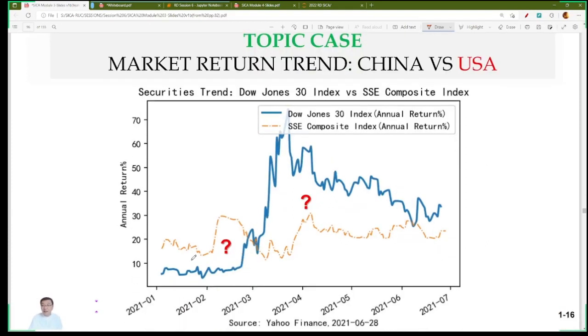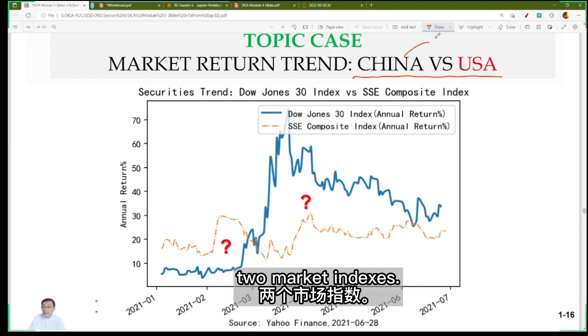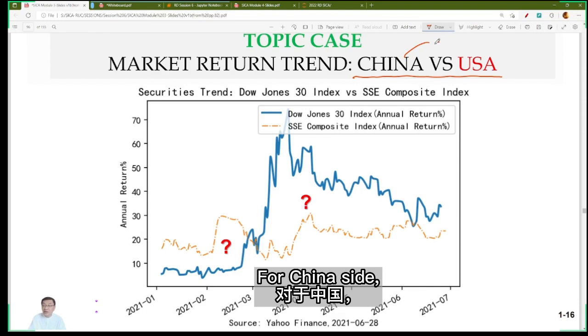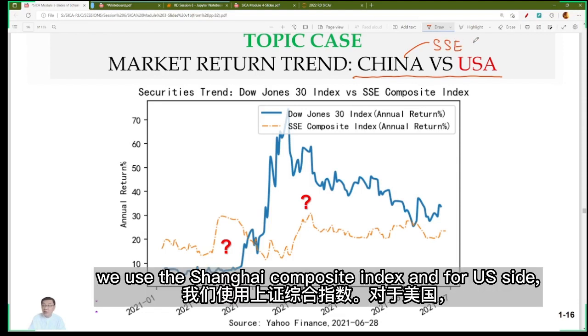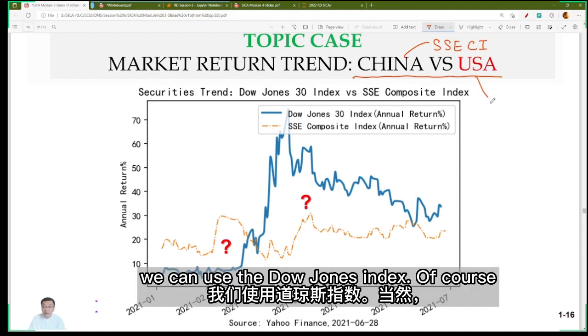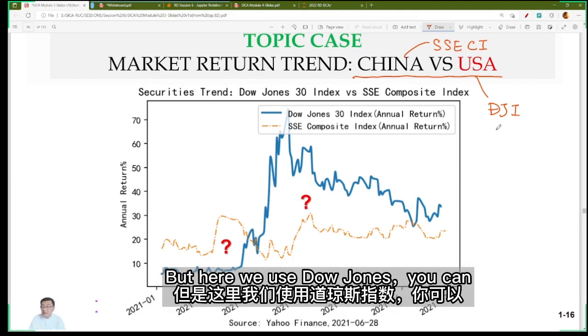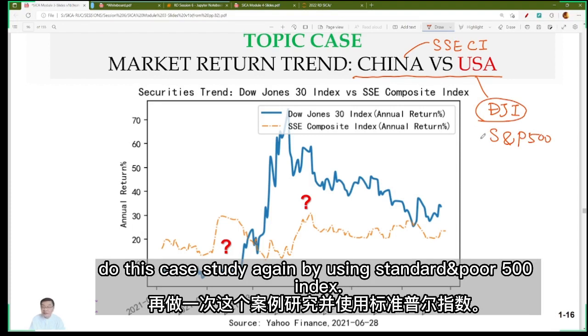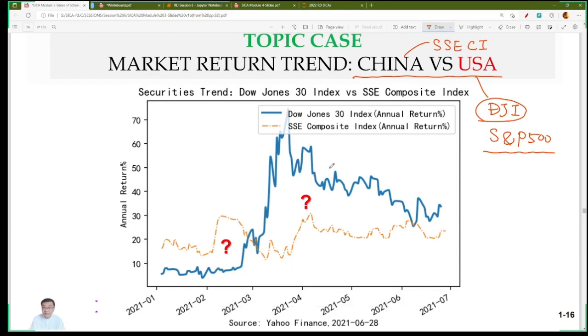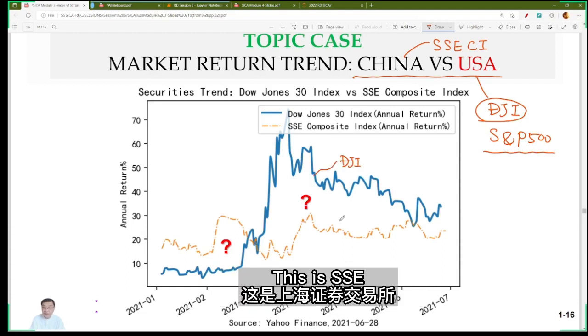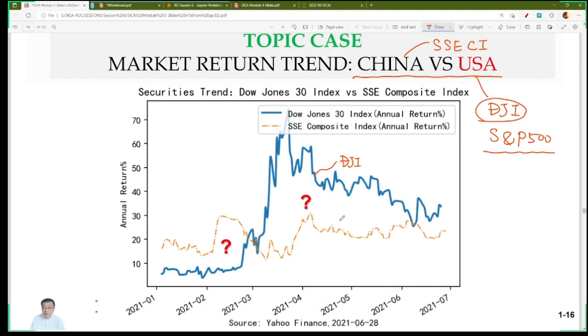First, let's compare China and USA. In order to compare China and USA, we will use two market indexes. For the China side, we use the Shanghai Composite Index, and for the US side, we use the Dow Jones Index. Of course, we can use Standard & Poor 500 as well, but here we use Dow Jones. You can do this case study again by using the Standard & Poor 500 Index. Here is Dow Jones. This is the SSE Composite Index.